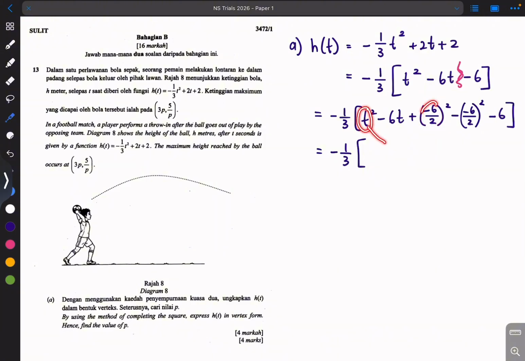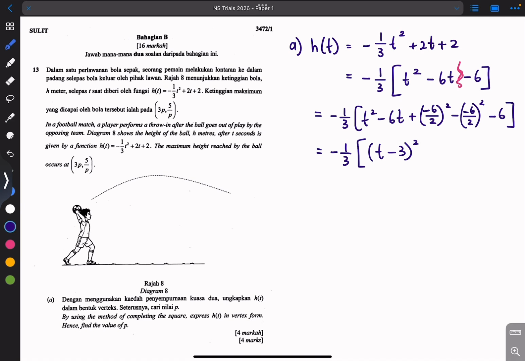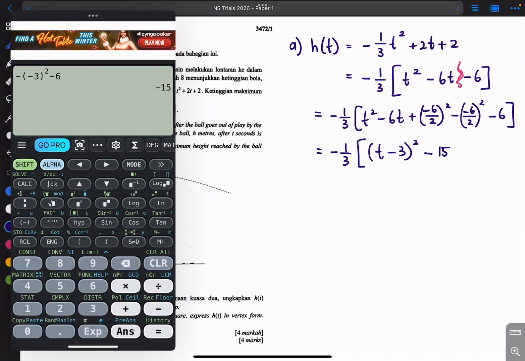So this number and this number, we have to bring them together. It would be t minus 3 squared, because this one is negative 3. So you write t minus 3, the whole thing squared. This number will go missing, because when you expand this, you will get back 3 terms, so no need to write it. And at the back here, you just calculate using a calculator. Negative 3 squared minus 6, we get negative 15.